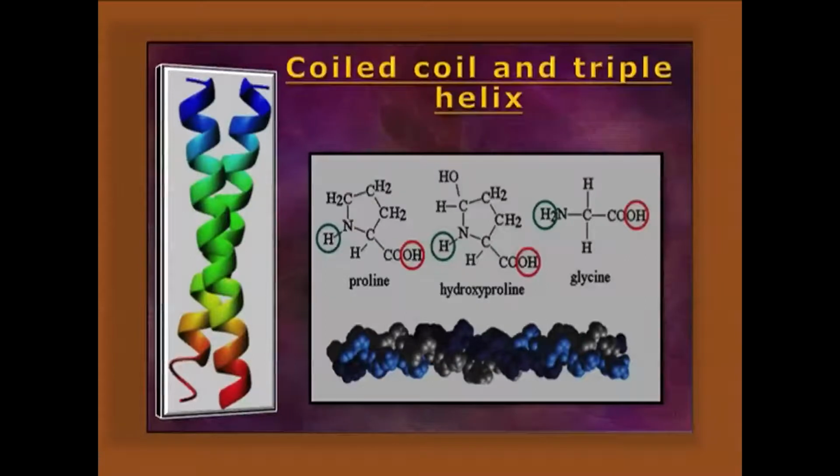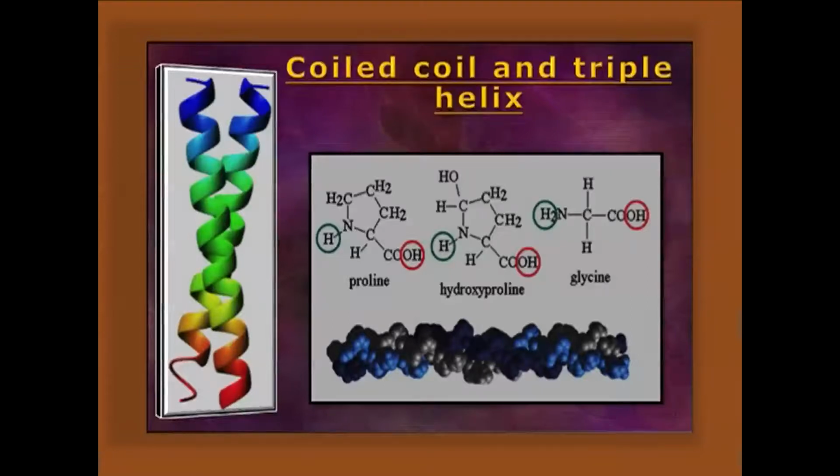Glycine is a very tiny molecule, and proline and glycine are present in collagen to give its tensile strength as well as interchain bonding, and glycine is present to give flexibility. So coiled coil is a dimer or trimer of the helix structure found in gene expression, like transcription factors, and triple helix, that is 3 helices together, is found in the case of collagen.